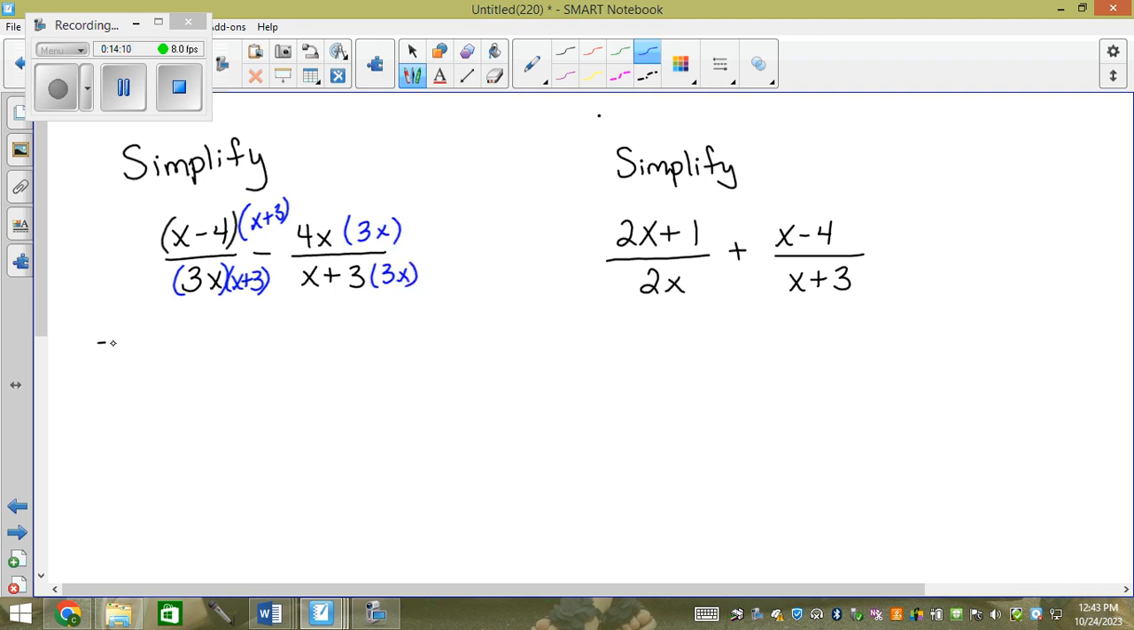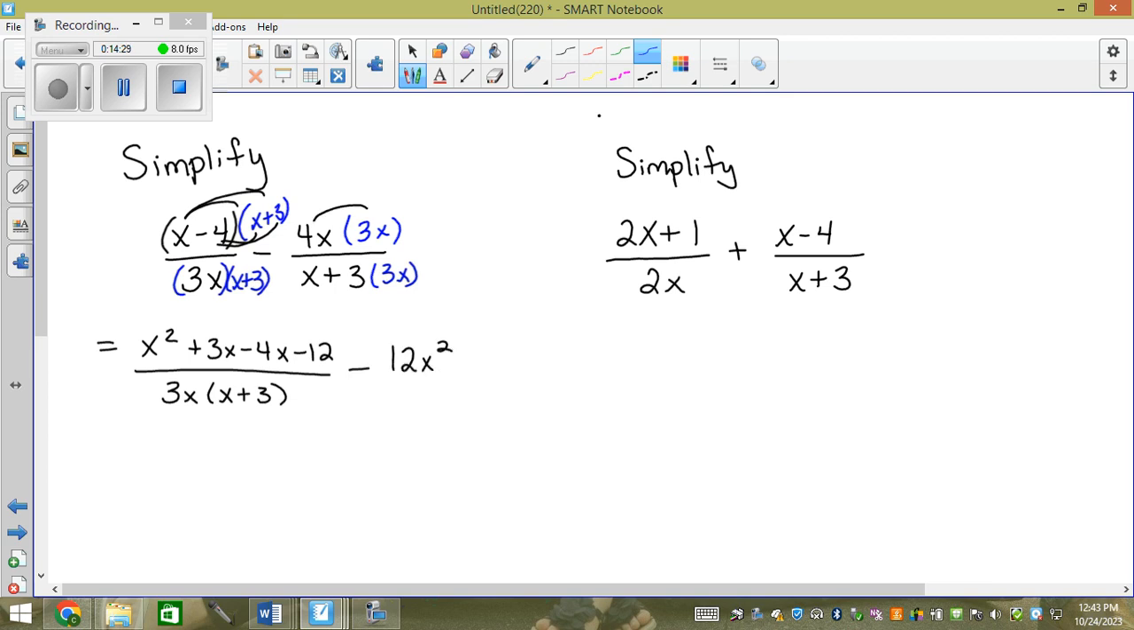So I get x squared plus 3x minus 4x minus 12 all over 3x, x plus 3, minus 12x squared all over 3x, x plus 3. So you don't put them together if they're a monomial and a binomial. And why? Because if you put them back together, you're going to have to GCF the 3x back out at the end. So we don't put our denominators together. And we already have a common denominator, so there's no point in putting them together. So we have 3x, x plus 3.